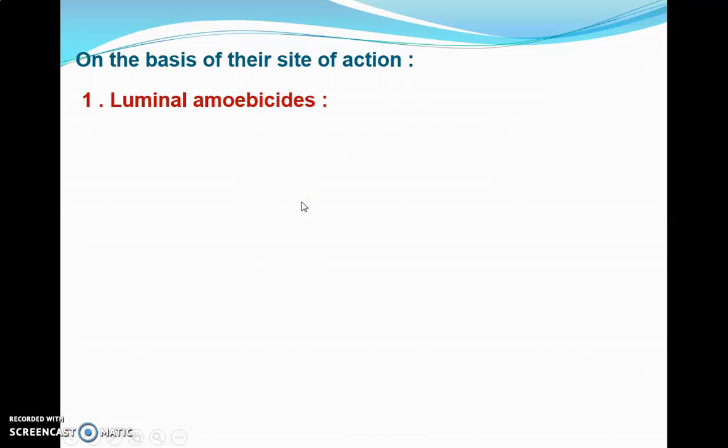The next way of classification of the antiamoebic agents is on the basis of their site of action.